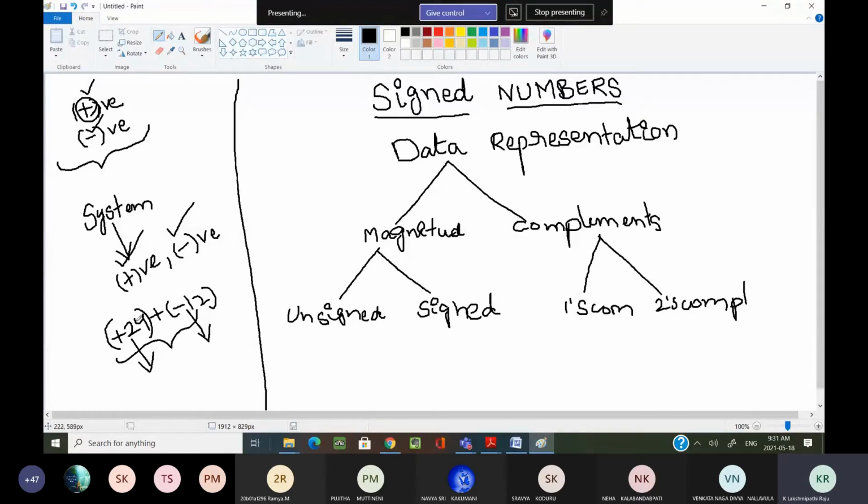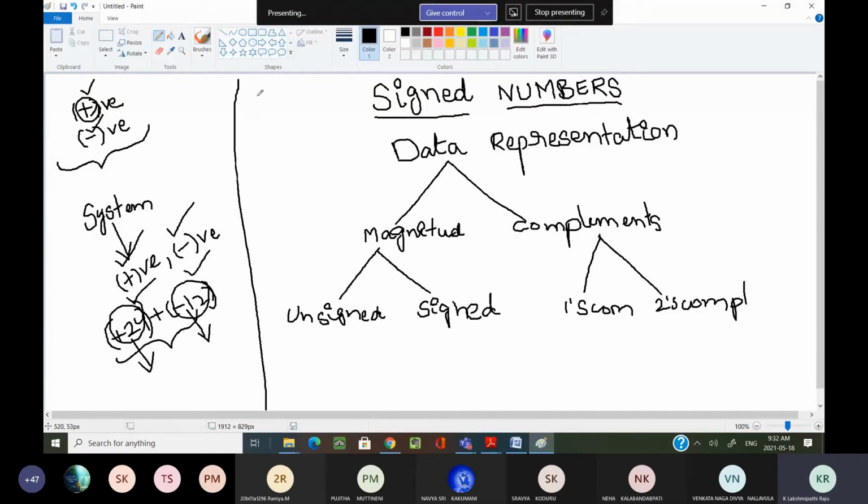Suppose you are writing the same thing in your system. The system does not understand your symbols, whether it is a positive number or negative number. How does it identify whether the given number is positive or negative? For that sake, we have to learn a concept called data representation: how we are representing data from the system point of view.